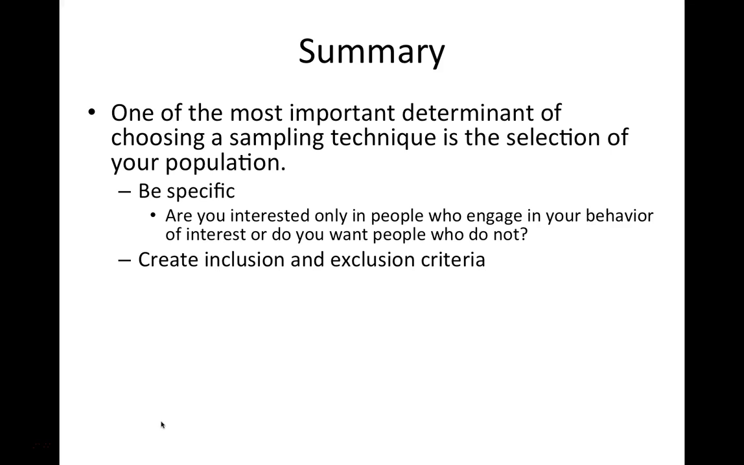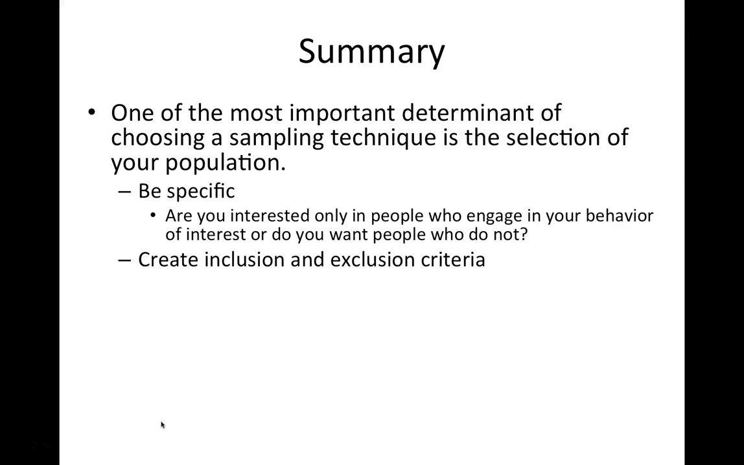So be specific about who you're interested in. For example, are you interested only in people who engage in a behavior of interest, or do you also want people who don't engage in that behavior? Do you only want people who are HIV positive, who engage in sexual risk behavior, who use substances? And then you have to be really specific about creating inclusion and exclusion criteria and defining those specific elements.